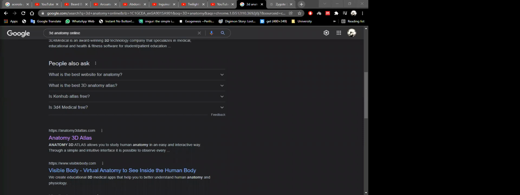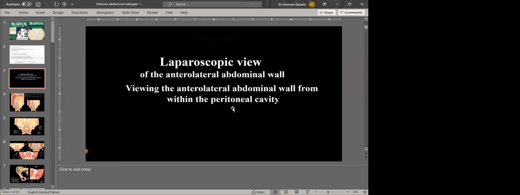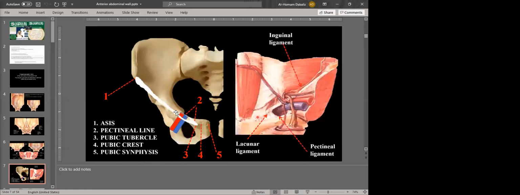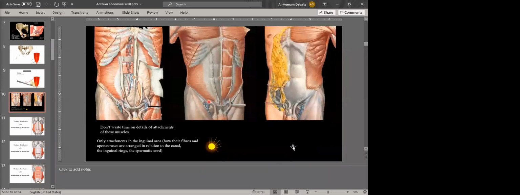So let's start off with the muscles of the anterior abdominal wall. Now the muscles of the anterior abdominal wall is probably the simplest concept in the whole lecture. And before we start with the muscles, actually, let me just pin where the lecture is. So before we start with the muscles, I want to skip a few things here and go to the pelvis itself.